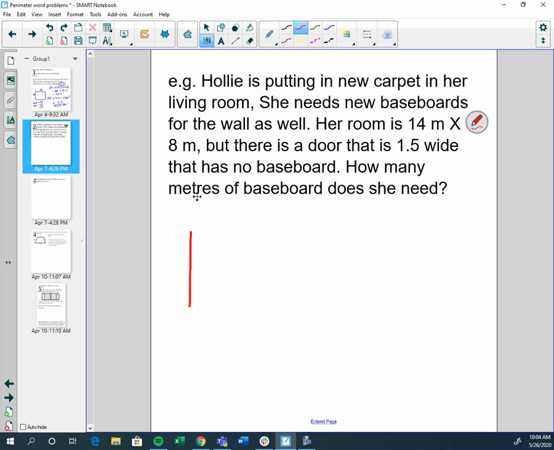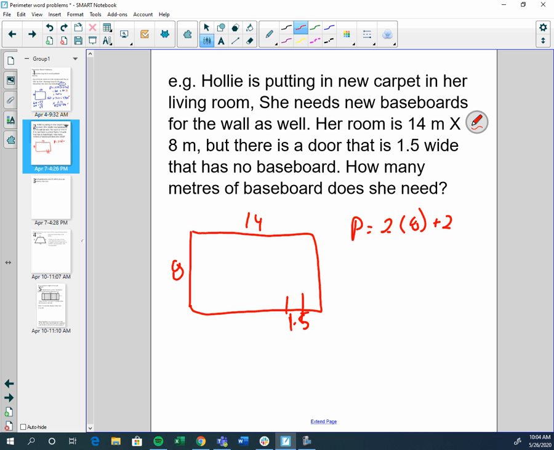So we're going to draw the rectangular room again. The room is 14 by 8, so this is 8, this is 14, but there is a door here where people would enter that is 1.5. So we're going to find the perimeter, and then just subtract that 1.5. So the perimeter is 2 times 8 plus 2 times 14. That's 16. 2 times 14 is 28. Add those together. 44 meters, I think. Maybe you want to check that math.